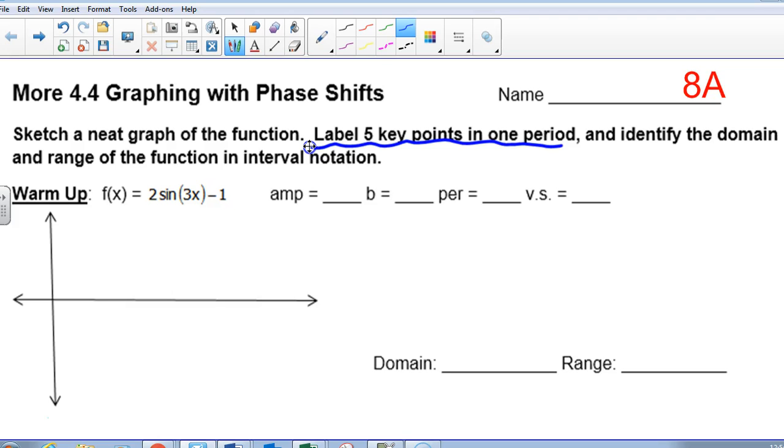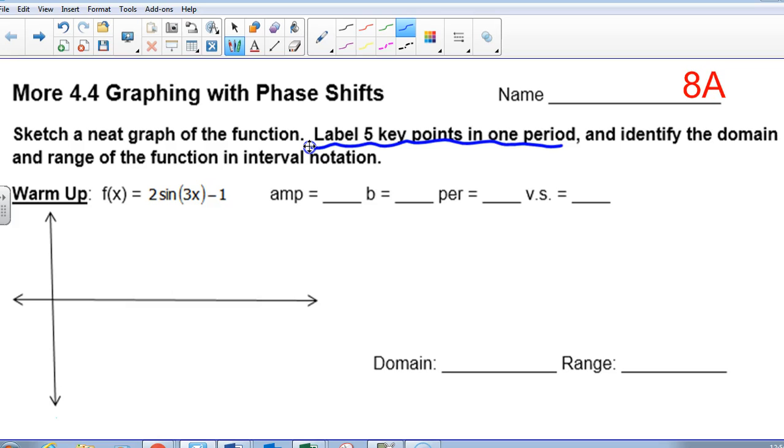You have to label 5 ordered pairs in one period, okay? If it's a sine graph, you can't tell me it goes through 0, 2 pi, 4 pi, 6 pi, 8 pi, okay? If it's a normal sine graph, you can't just tell me it finishes every 2 pi and your 5 ordered pairs look like that. You have to tell me 5 ordered pairs that are all in one period.